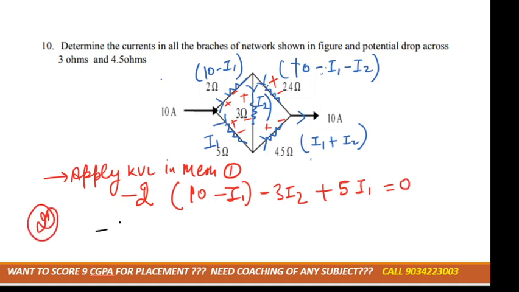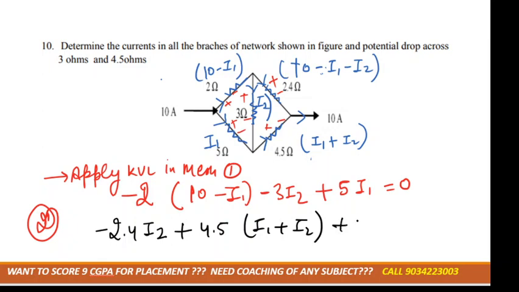For mesh 2, minus 2.4 I2 plus 4.5 into (I1 plus I2) plus 3 I2 is equal to 0. Now we are having only two variables, I1 and I2. We can solve it and then we'll get the values of I1 and I2.